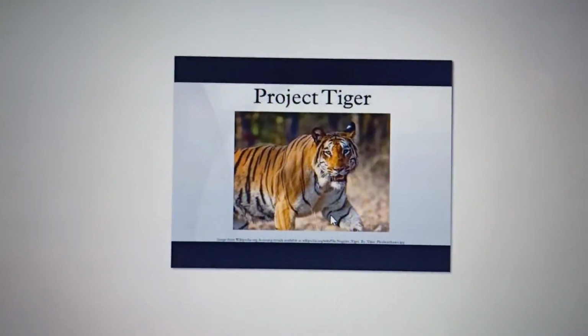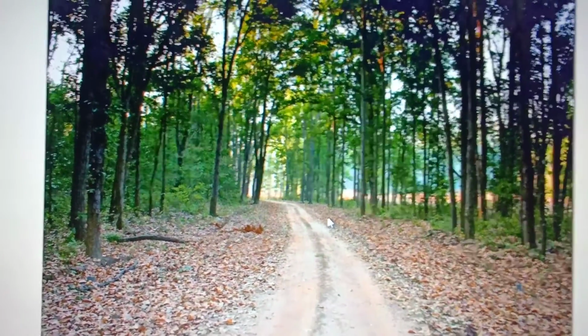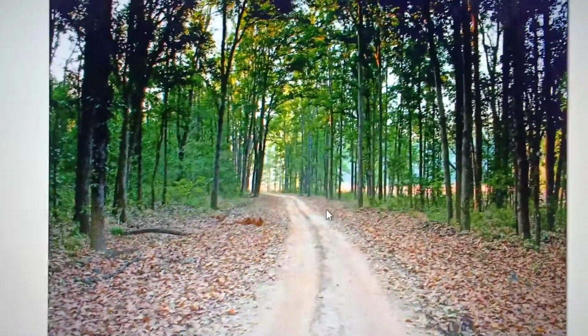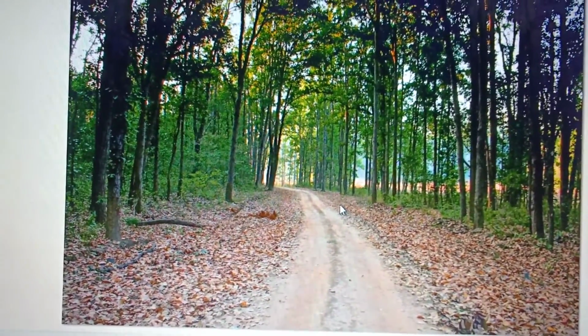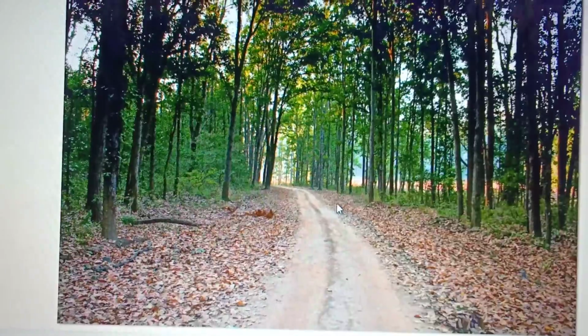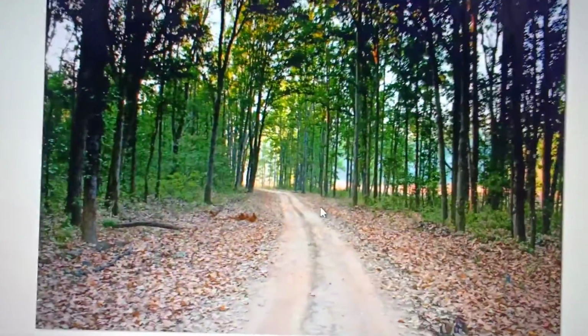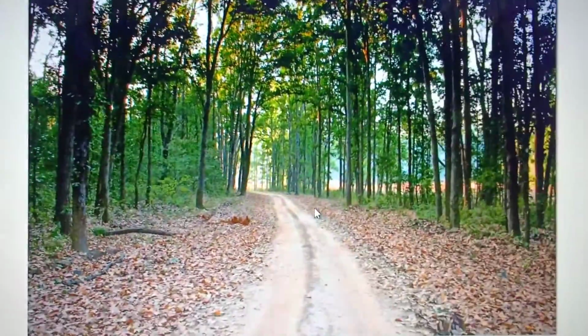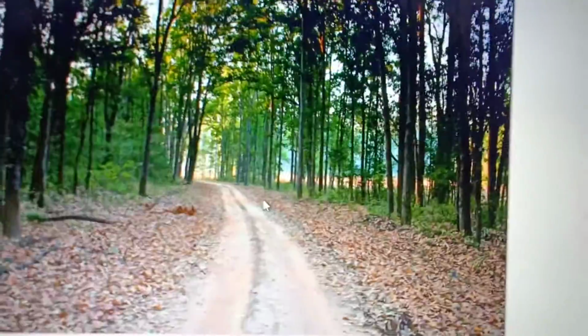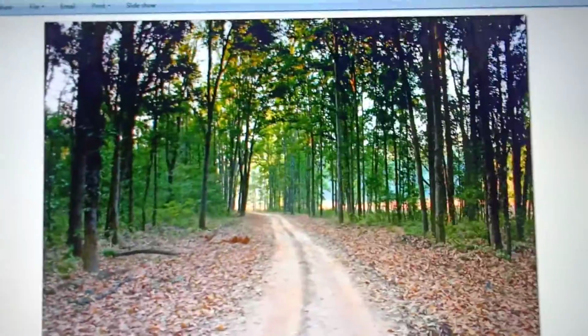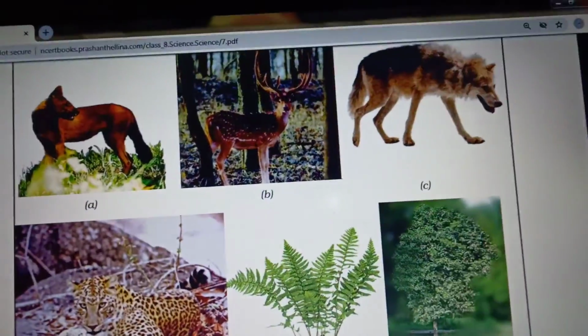And in Satpura National Park, we have this teak. The finest Indian teak is found in this forest. You can have a look at how beautiful it is. And next class we will see about endangered species and other things related to conservation of plants and animals.